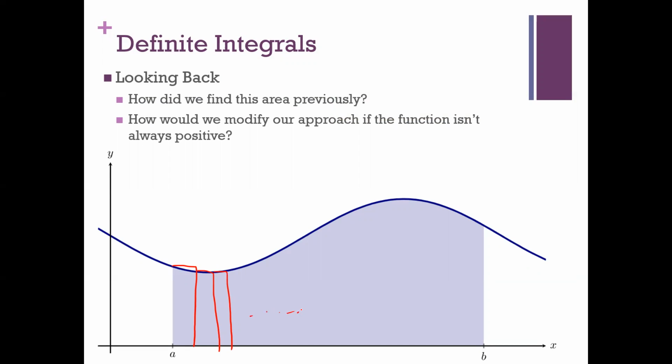All right, but so far everything we've dealt with has had positive dimension, right? Positive time base, so positive width, positive height. How do you think we modify this if this function dipped below the x-axis, for example? You would have to subtract stuff.